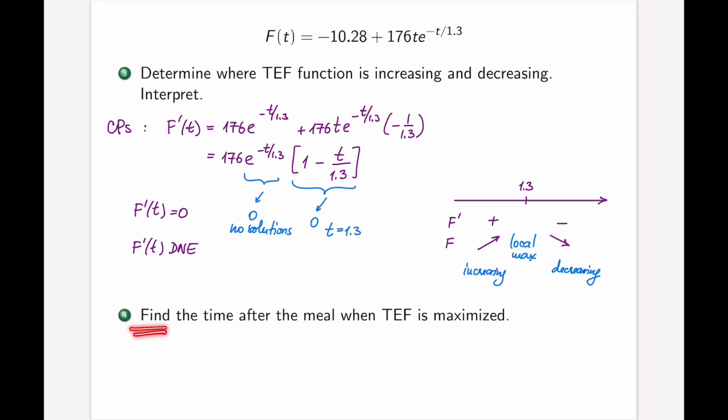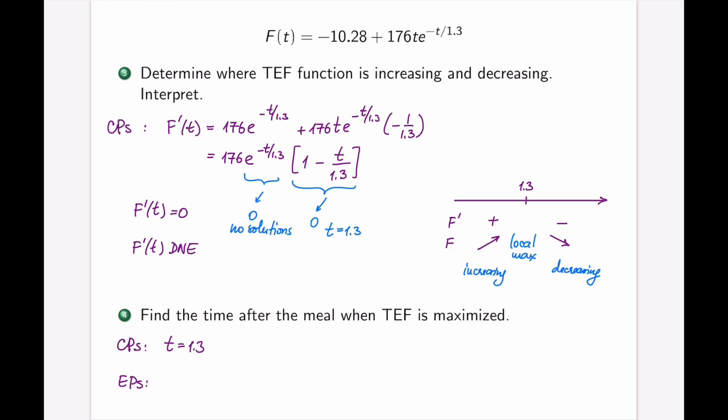The last part on this slide here asks to find the time after the meal when the thermic effect of food is maximized. Now, if we're looking for the global maximum, we're going to remember that what we need is to consider the critical points and the endpoints. So the critical points, as we've discovered in the previous part, there's just one, 1.3. So I have that as one of the candidates for the global maximum.